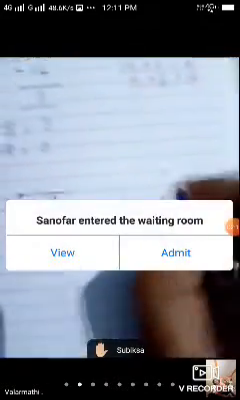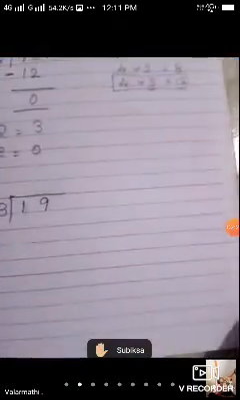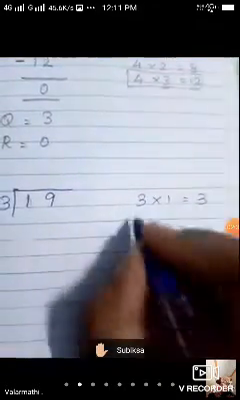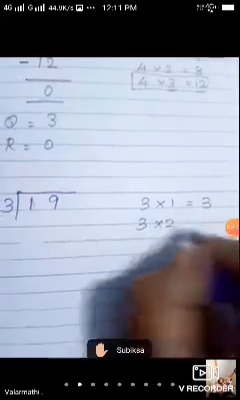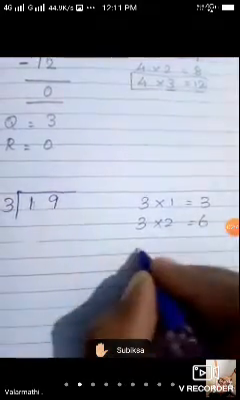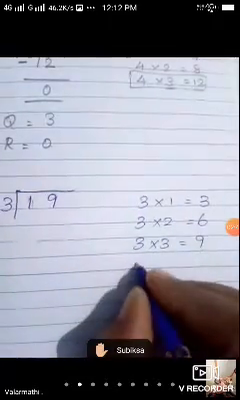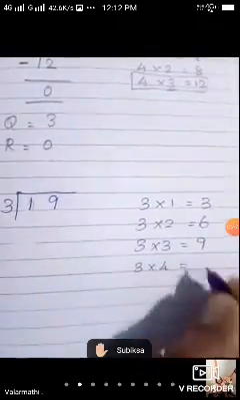So start writing the tables till you reach 19. 3 ones are 3. 3 twos are 6. 3 threes are 9. You also take a note and write the table.